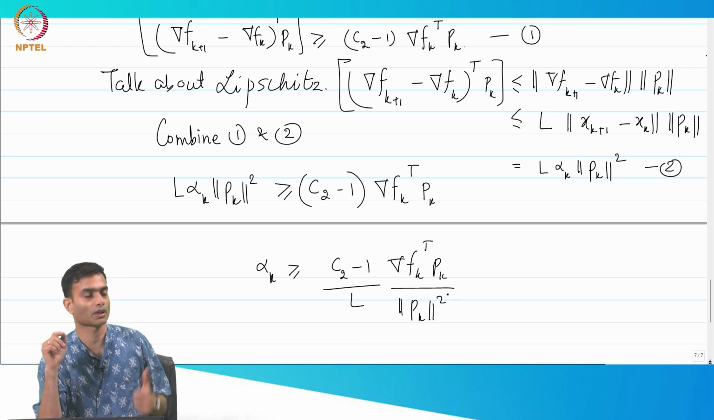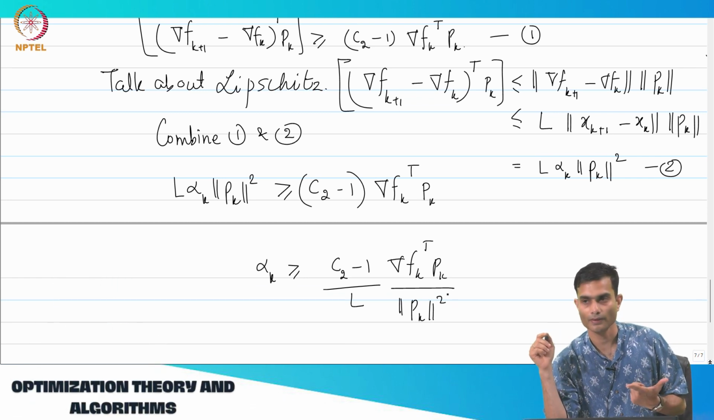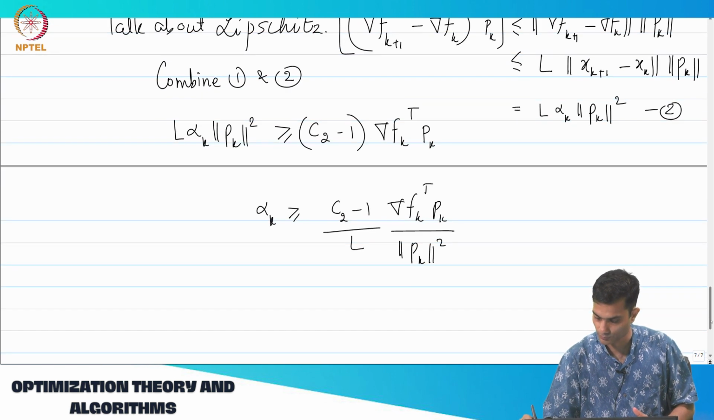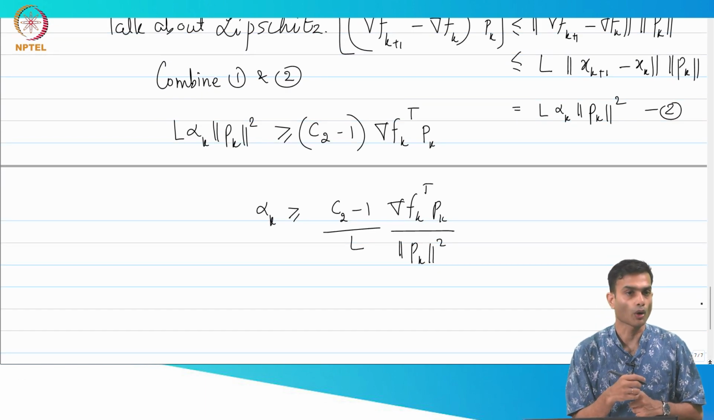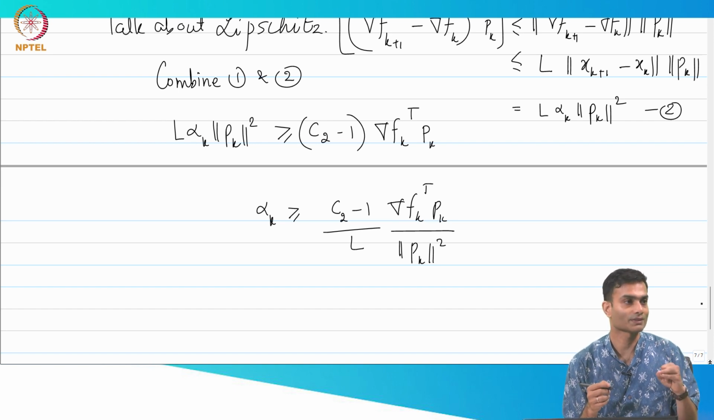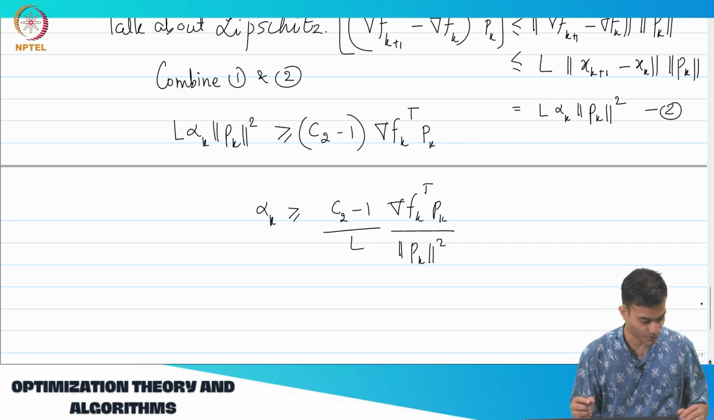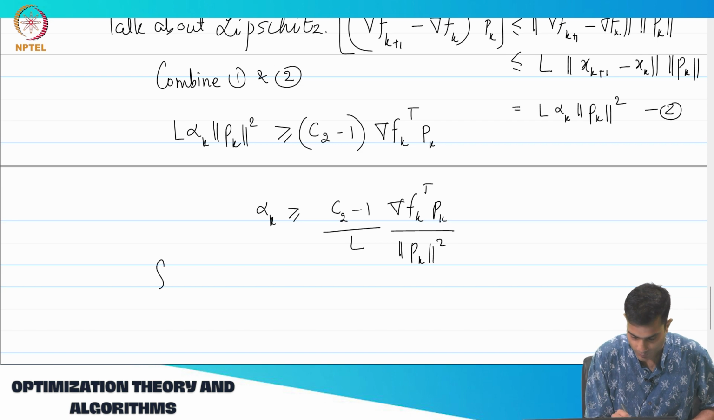So we have used the curvature condition, we have used the Lipschitz condition. Okay, what have we not used? Bounded from below we have not used, and sufficient decrease we have not used. So of the Wolfe conditions we have used only one condition, which is the curvature condition. What is left to use is the sufficient decrease.